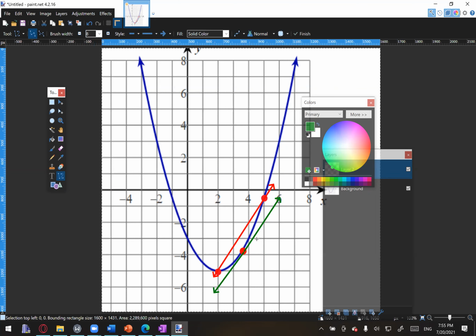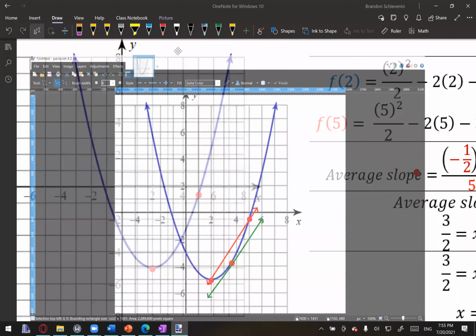Okay, something like that. We end up with the exact same slope of both lines. Do you understand what's going on? Yeah. Okay.